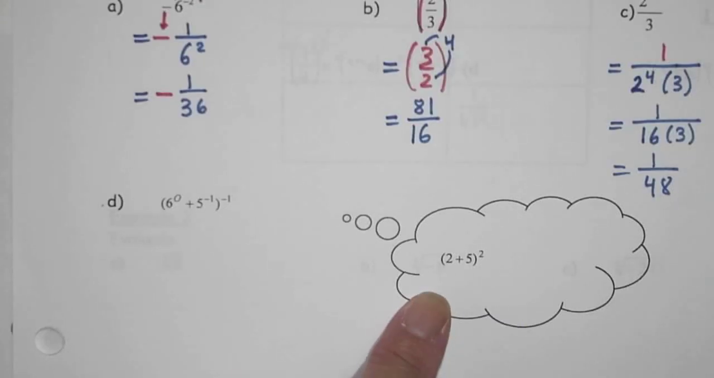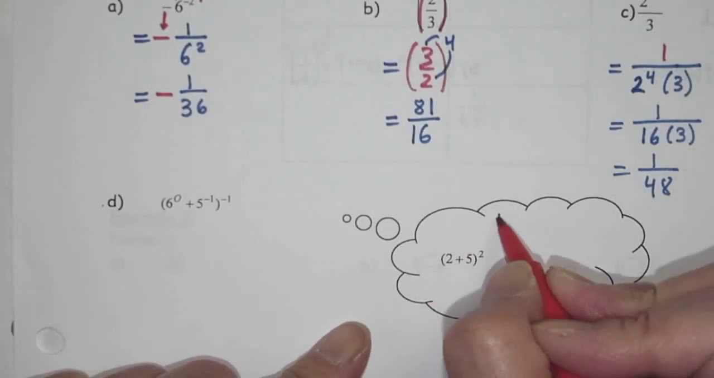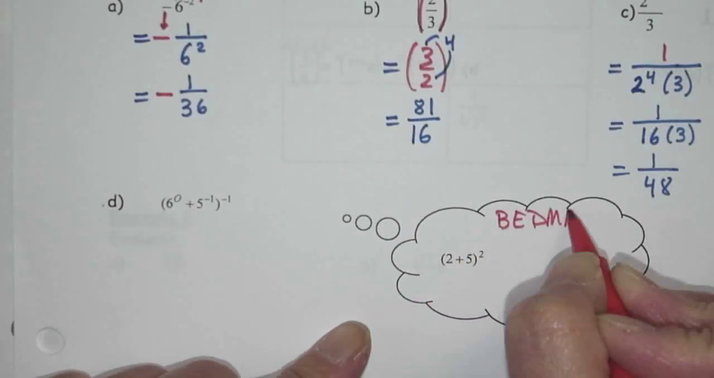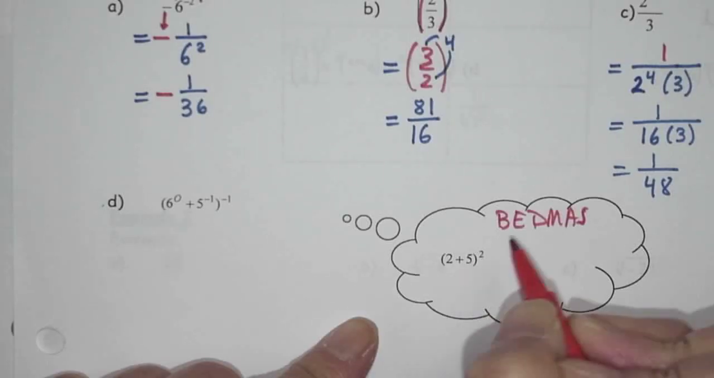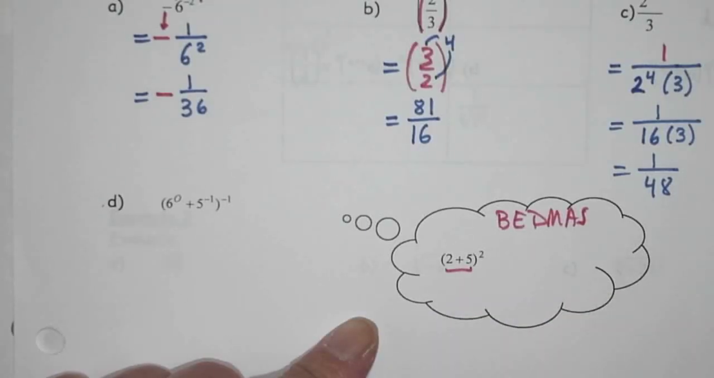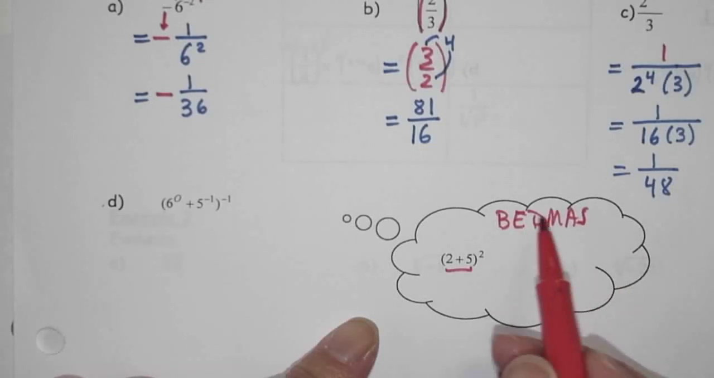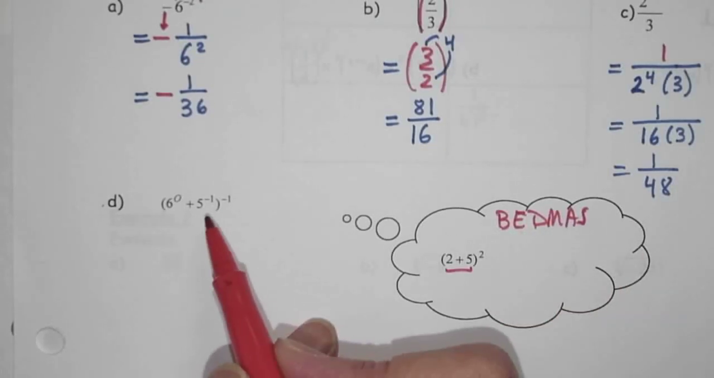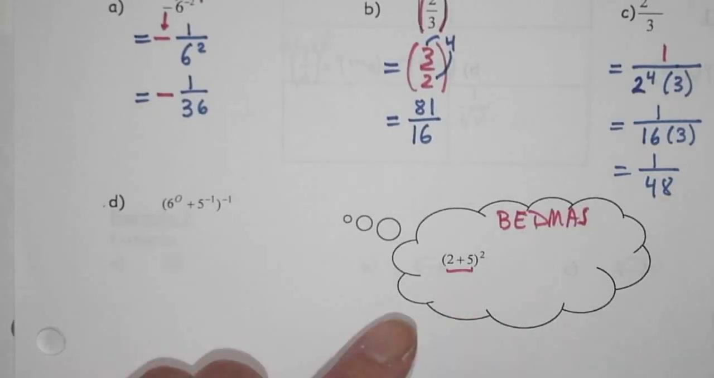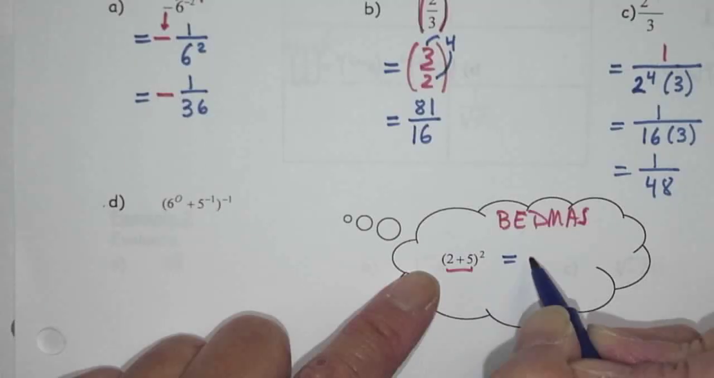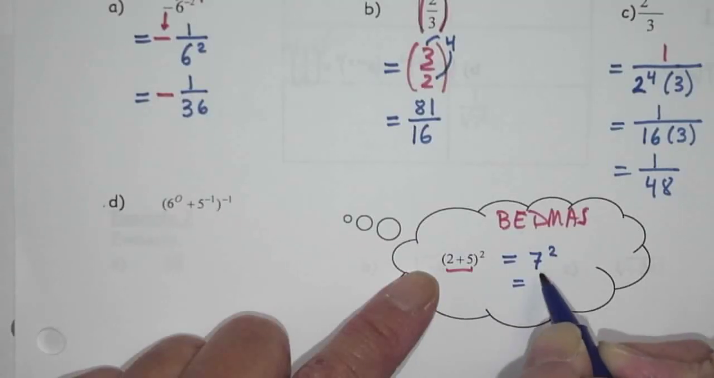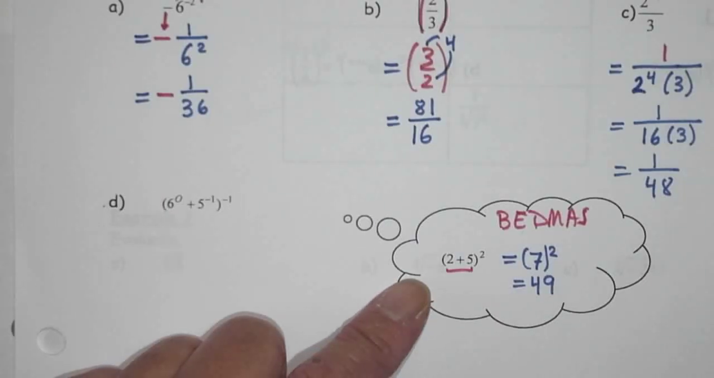No. What's BEDMAS say? BEDMAS says brackets first, which is this. That's the B, before you do the exponents. Make sense? It makes sense with numbers, but then when I start putting funny exponents on, you kind of forget and go, wait, what was I doing again? Brackets first. This becomes 2 plus 5 is 7 squared, which is 49. Good? So I would not square each number.